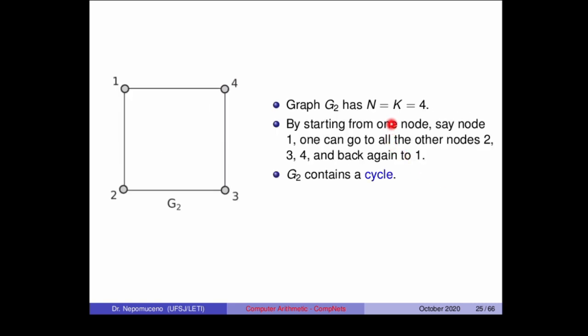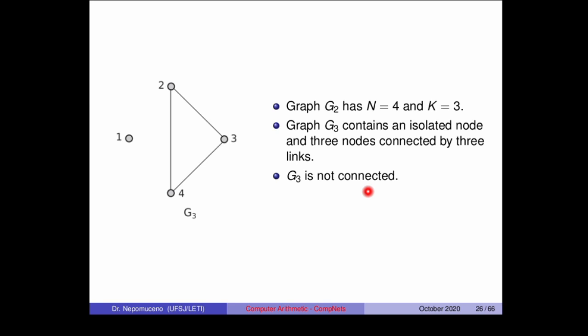Graph G2 has N equal to 4. By starting from one node, say node 1, one can go to all the other nodes 2, 3, and 4 and back again to 1. So G2 contains a cycle. Graph G2 has N as well 4 and K=3, so there are 1, 2, and 3 edges. Graph G3 contains an isolated node and 3 nodes connected by 3 links. G3 is not connected.